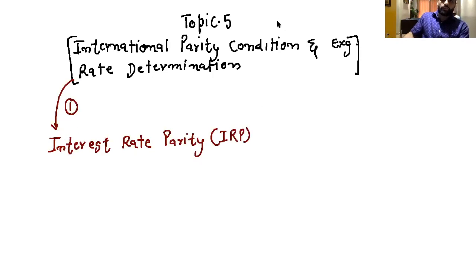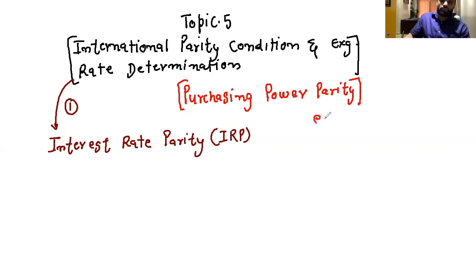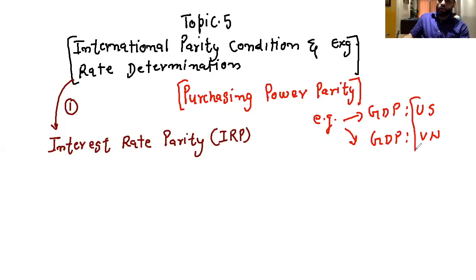Before we study IRP, we need to understand what triple P, purchasing power parity theory, is. Triple P stands for purchasing power parity. Now, what is triple P? Let me give you an example. For example, the GDP of the US and the GDP of Vietnam. How can we compare the GDP of the US and Vietnam?